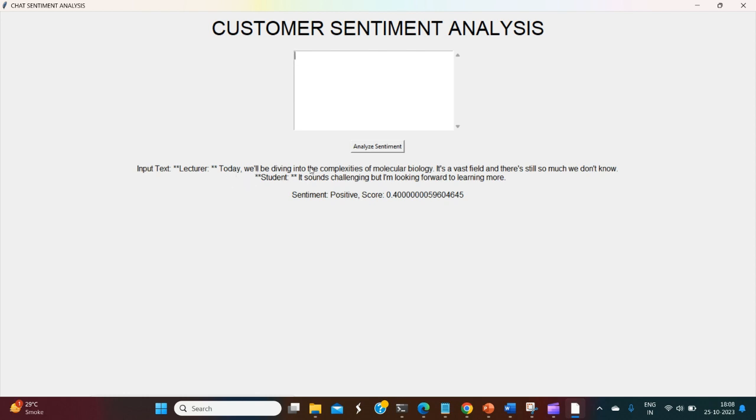No, I think it's neutral. I believe, I think, gut feeling. Student: it sounds challenging, but I am looking forward to learning more. Okay, sorry, I have not seen the score until now. But okay, it's a positive thing. I just told you that I analyzed the first line separately. So I was saying that it will go for neutral, and the second line is extremely positive. Okay, the overall sentiment as we can see is positive with a score of 0.40.